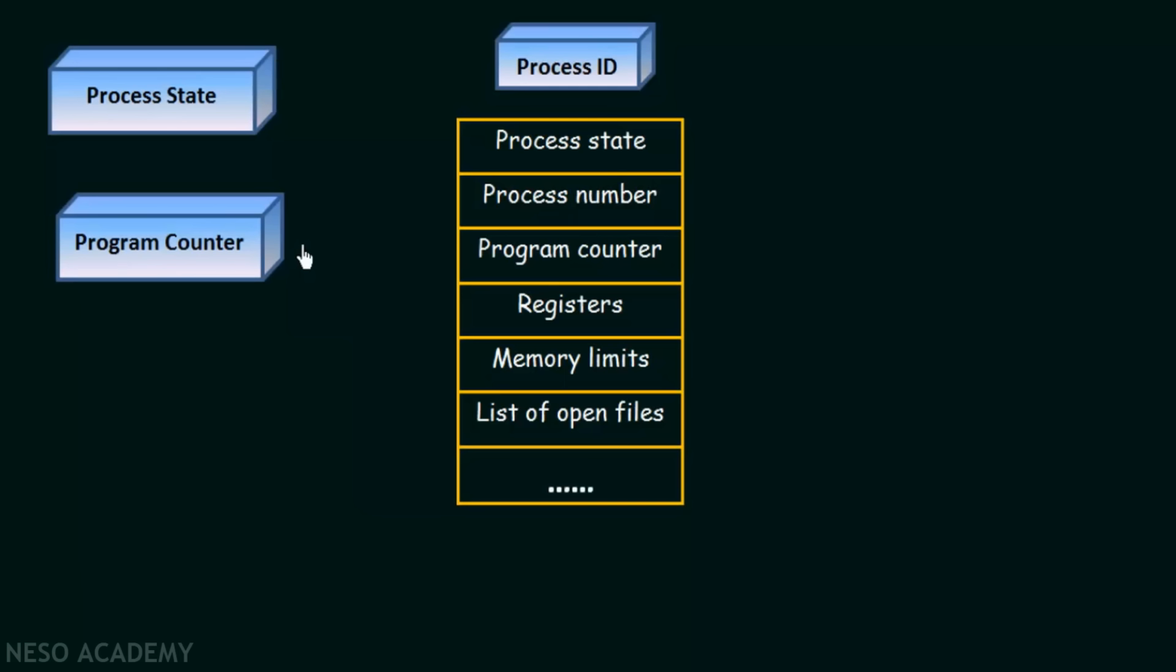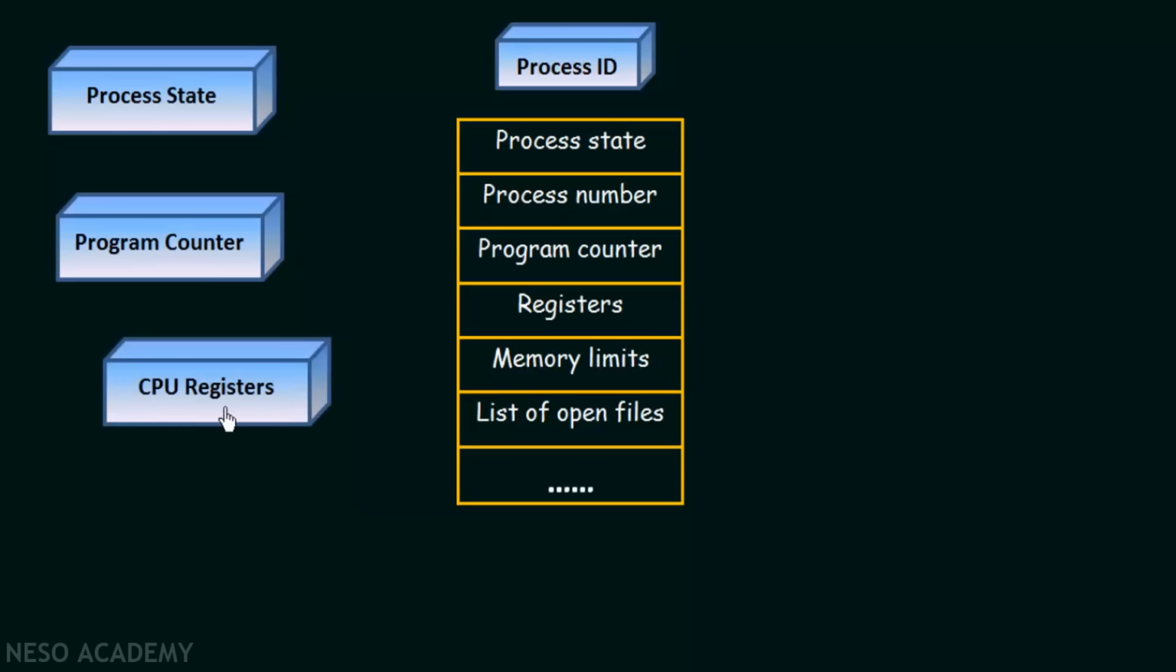So we have lines of instructions that are being executed, and at a particular moment, what is the address of the next line that has to be executed? That is given by the program counter. So the program counter indicates the address of the next line of instruction that has to be executed for a particular process. Alright, so the next one that we have is CPU registers. So CPU registers tell us the registers that are being used by a particular process.